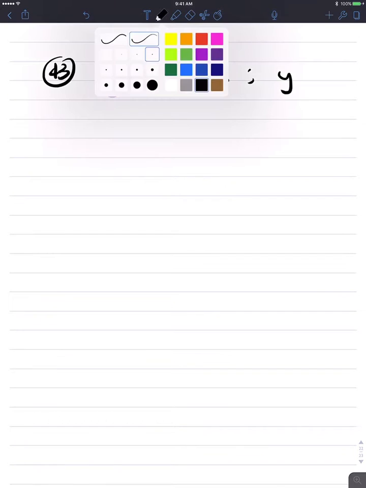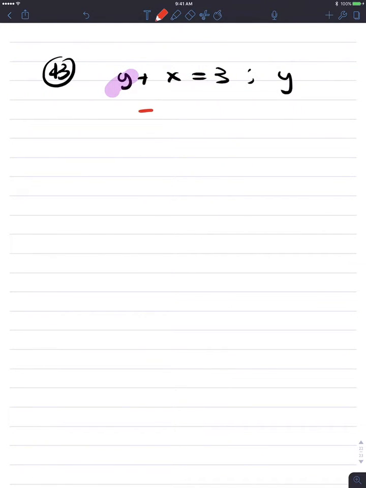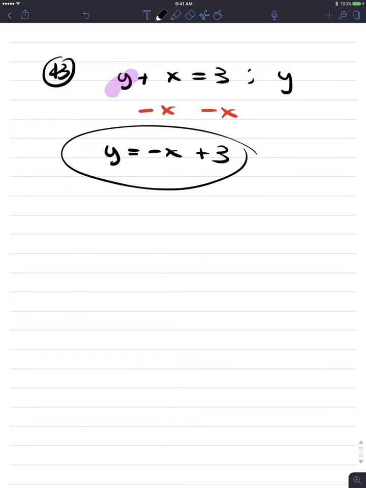43. y plus x is 3. You need to solve for y. We're going to get y by itself. y has an x being added to it, so you're going to subtract the x from both sides. So you get y is negative x plus 3. And you're done.